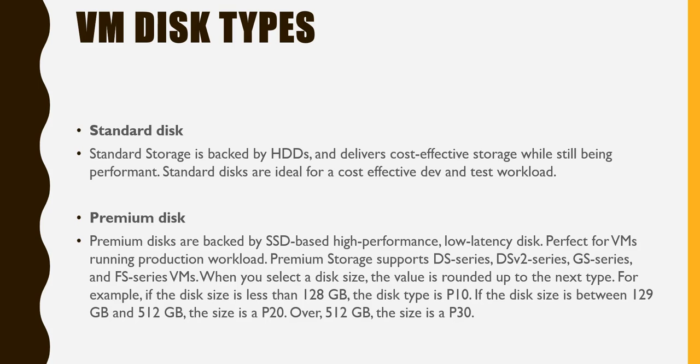And when you select a disk size, the value is rounded up to the next type. For example, if the disk size is less than 128 GB, the disk type is P10. If the disk size is between 129 GB and 512 GB, the size is a P20, and so on. So to share the practical session how to manage disk for the Linux VMs using the Azure CLI, I would have to log on to the portal and take it from there.